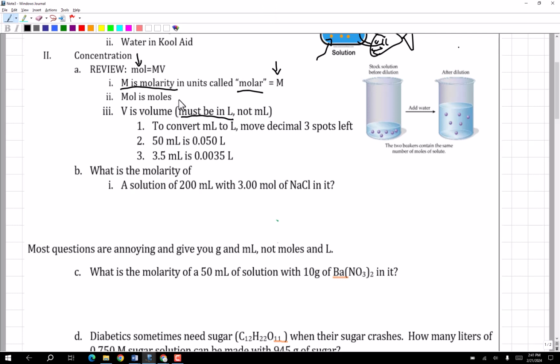Moles is in moles, and you're going to have to convert grams to moles an awful lot. And volume has to be in liters, not milliliters. To convert milliliters to liters, just move the decimal 3 spots left. 50 milliliters is 1, 2, 3, 0.050. 3.5 milliliters is 1, 2, empty spot, 3, 0.0035.